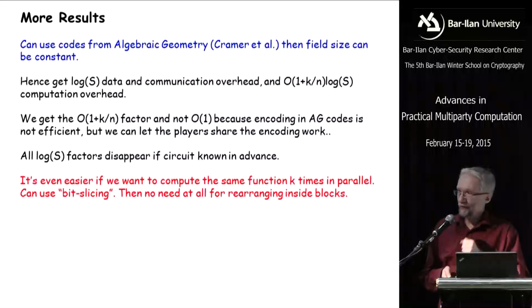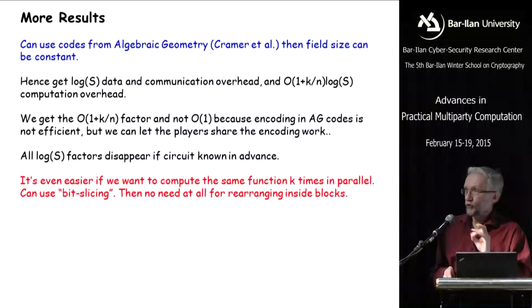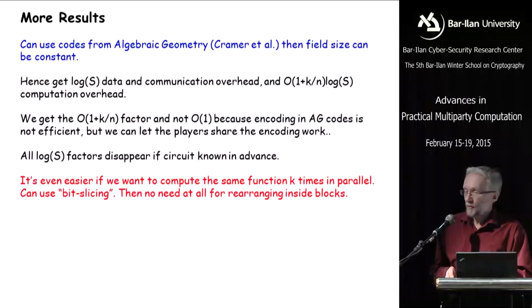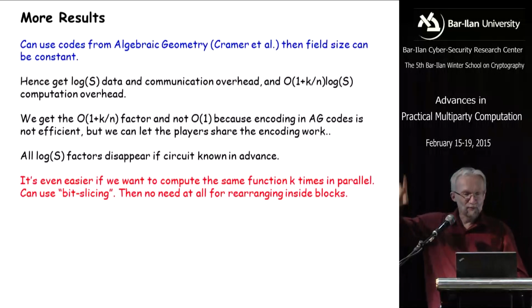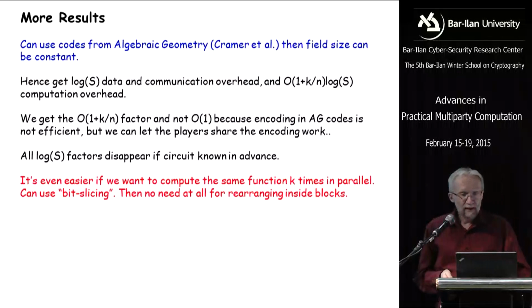The reason why you get this weird factor with 1 plus k over n is because it turns out we have to do encoding in the protocol. With these algebraic geometry codes, that's not efficient, unfortunately. So this would give us a 1 plus k. But it turns out we can let the players share the encoding work, so we can divide by n. And this is how that factor comes out. In general, if you know the circuit in advance, no Beneš networks, no log s factor blow up, so all those log s factors will disappear.